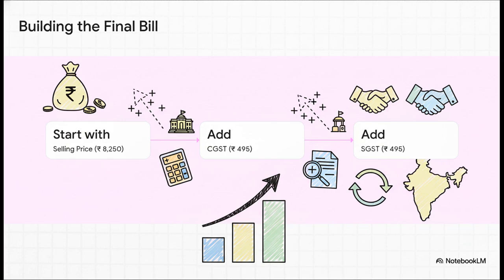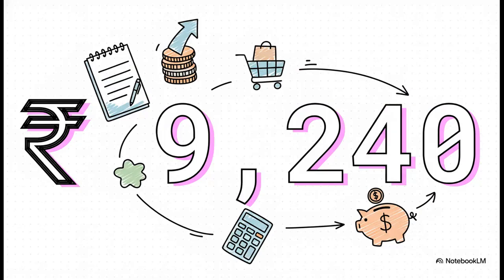We start with our selling price, 8,250. Then we add the 495 for the central tax. And finally, we add that other 495 for the state tax. And there you have it, 9,240 rupees. That's the grand total, the final amount that the customer pays. We have successfully built this bill right from the ground up.